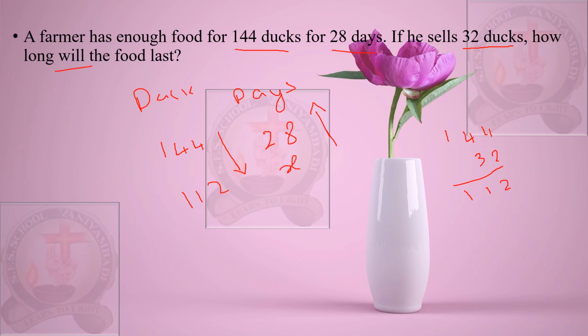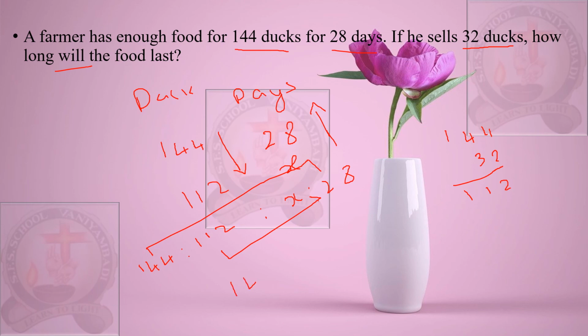Let us write like this. 144 is to 112. Since it is indirect proportion, I will write like this: x is to 28. In the first step itself I will change. Now we need to use the law of proportion. What is the law of proportion? The product of extremes is equal to the product of means. What are the extremes here? The corner terms are called extremes here. Middle terms are called means. Their products will be equal.